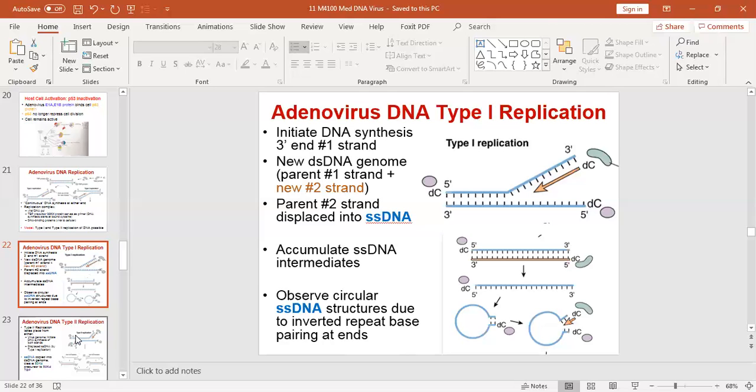Okay, let's do it again. We have two parental strands. In type 1 adenovirus DNA replication, we make a copy of one of the strands. The result is a double-stranded DNA: one strand is the old strand, and the other is a newly synthesized strand. The direction of synthesis is 3' to 5'. The second parental strand is a single strand inside the cell. Because of the terminal inverted repeats, they base pair, so we will see a double strand, where one strand is from the parent and one is newly synthesized, and a bunch of single-stranded DNA structures.